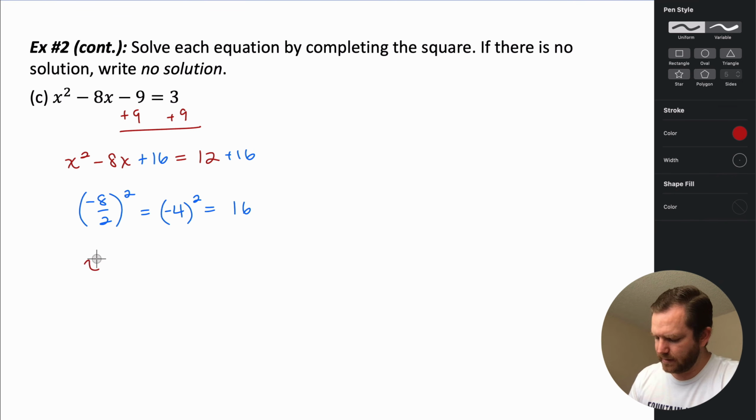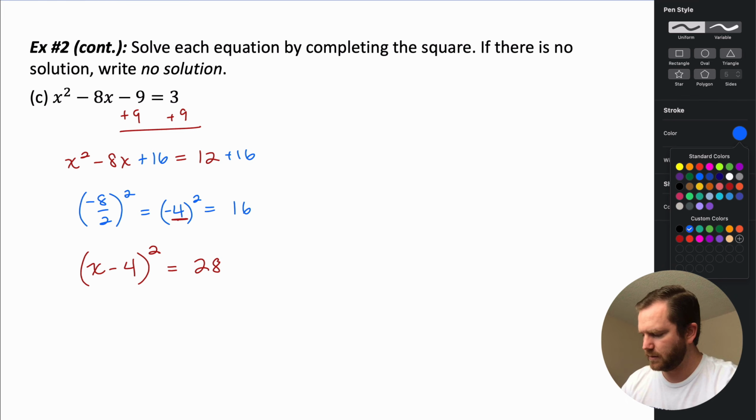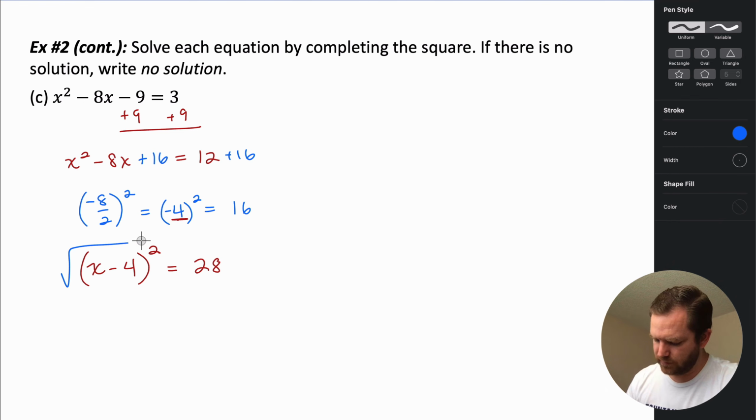So what do I end up with? Actually, I can just jump straight to the factoring here, right? So I know that this factors to be what? Well, I take my b divided by 2 and I put it into my binomial. So it's going to be x minus 4 quantity squared equals 12 plus 16. That is 28.